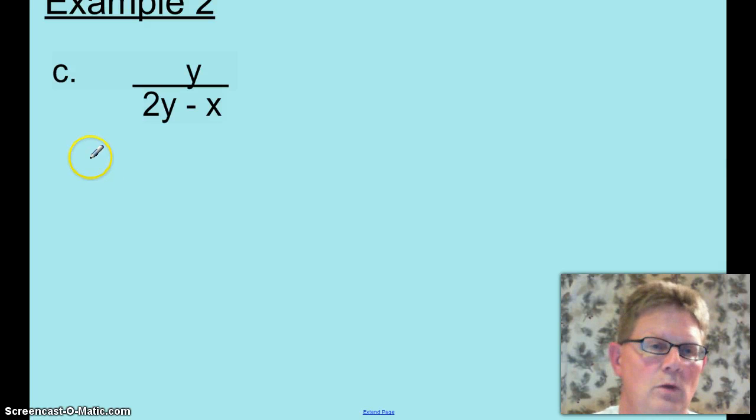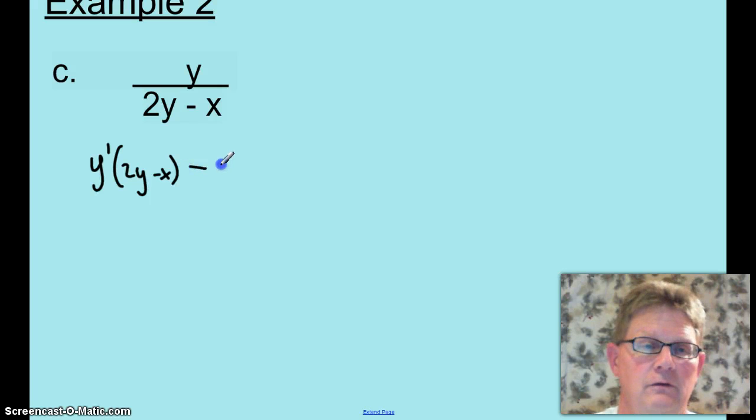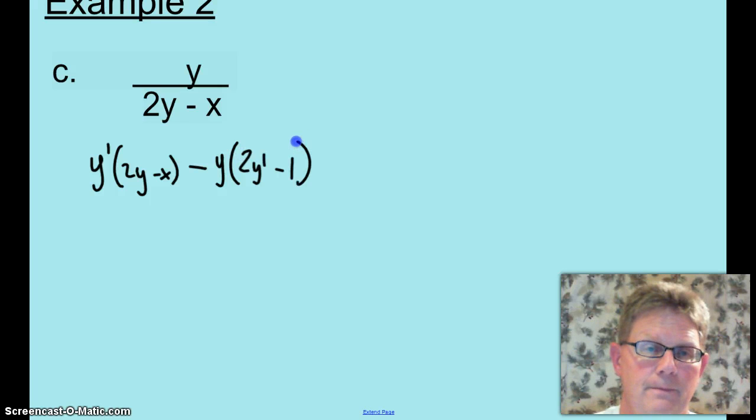Thanks again. y prime times 2y minus x, minus y times the derivative of the denominator, 2y prime minus 1, all over 2y minus x quantity squared.